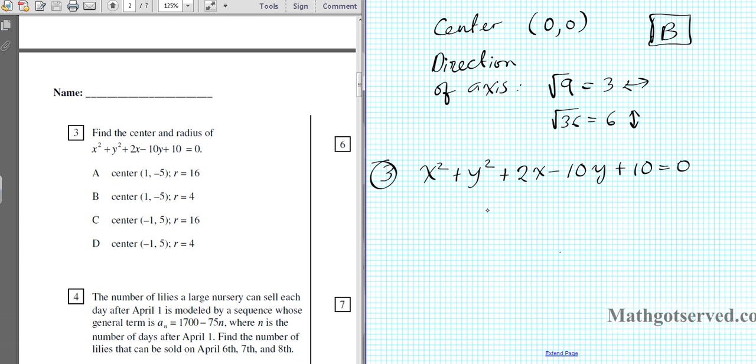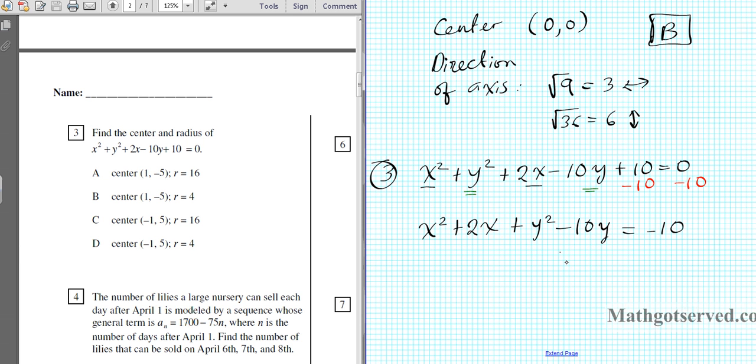In order to find the center and the radius, we have to write this in standard form. This is the general form of the equation of a circle. So to do that, we're going to place the x's next to each other: x squared plus 2x. And then the y's next to each other: plus y squared minus 10y. This constant needs to be shifted to the right. It's neither x nor y, so subtract 10 from both sides. So we have this whole expression equals negative 10.